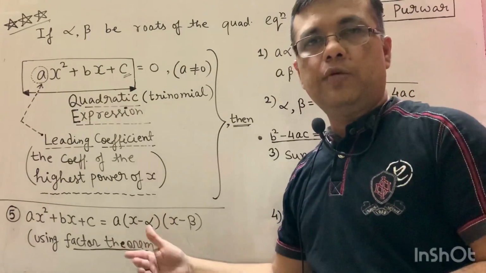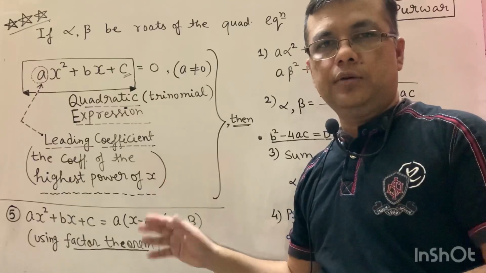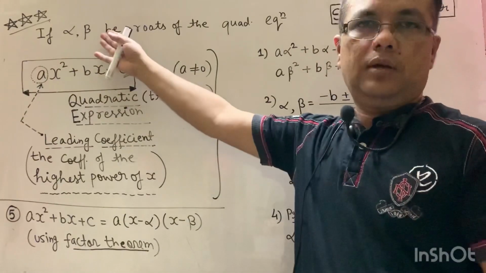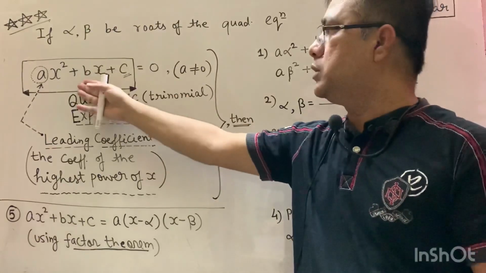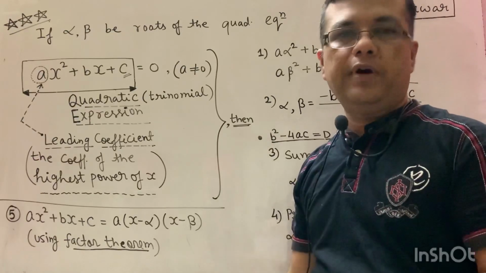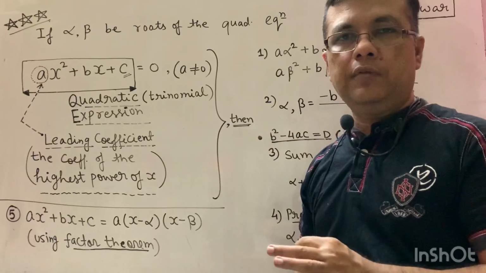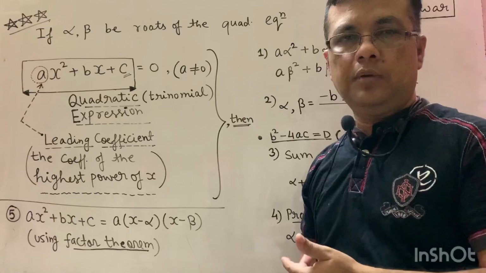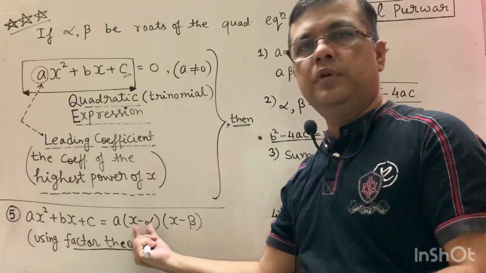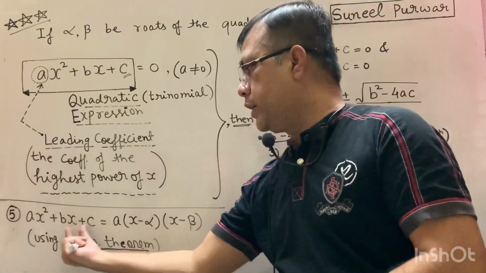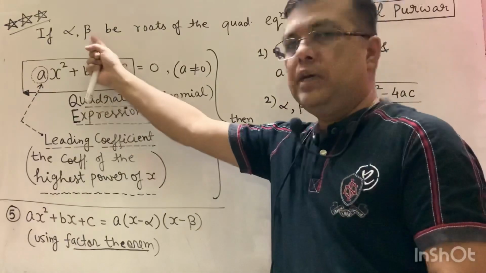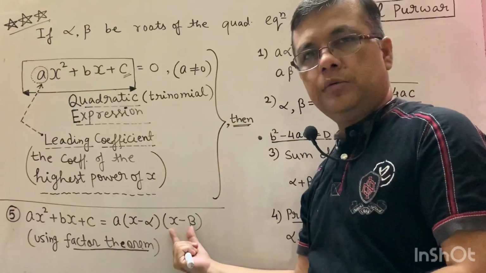This we can write from what? The factor theorem. You remember the factor theorem, that if x equal to alpha is a root, if alpha satisfies a polynomial equation, then x minus alpha will be a factor. Remember, if x equal to alpha is a root of a polynomial p(x) equal to 0, then x minus alpha will be a factor. So for this quadratic expression, x minus alpha will be a factor because alpha is a root, and beta is a root, so x minus beta will also be a factor.